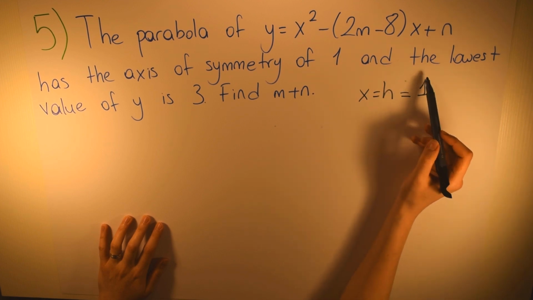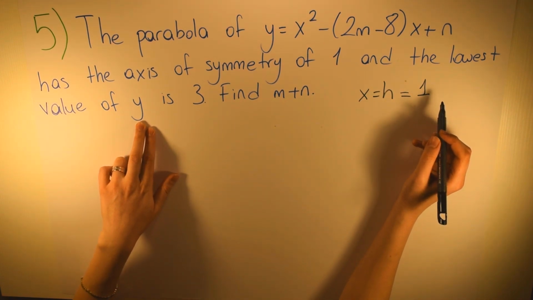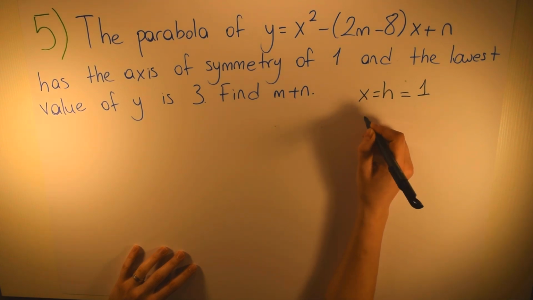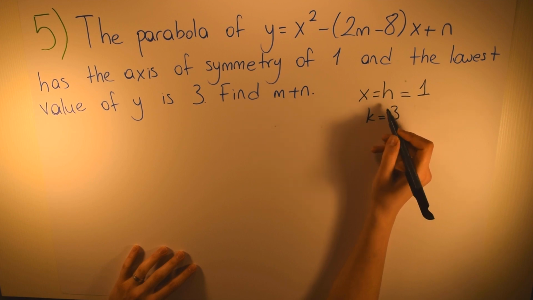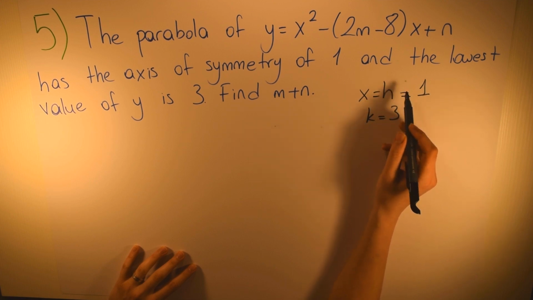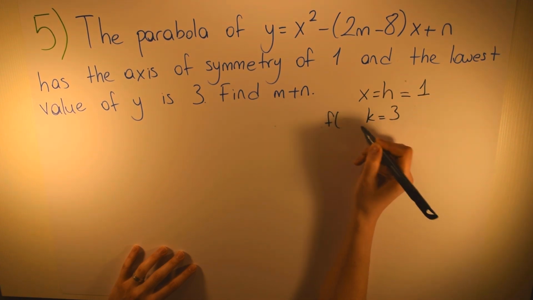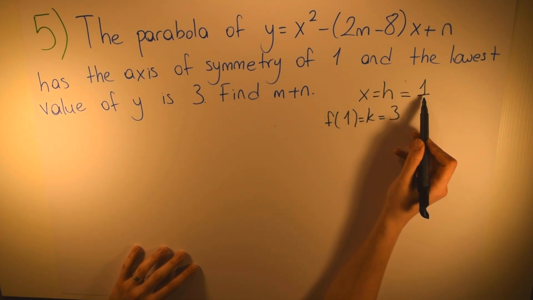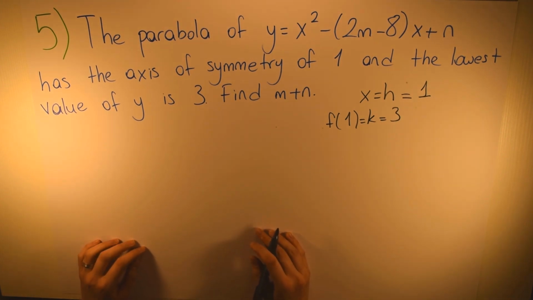Another thing that is given is the lowest value of y. As I said before, when they say the lowest value or the greatest value, these are all equal to the value of k. So k is equal to 3. So how do we find k? We write the value of h in the equation, and then we will be able to find the value of k, which is equal to f(1) here, because our value of h is equal to 1. So let's use this information and see if we can find the summation of m and n.